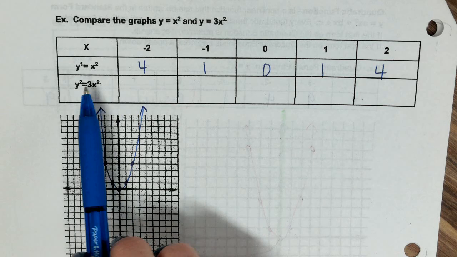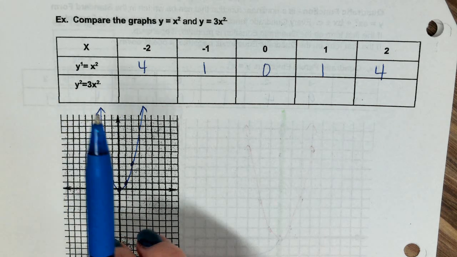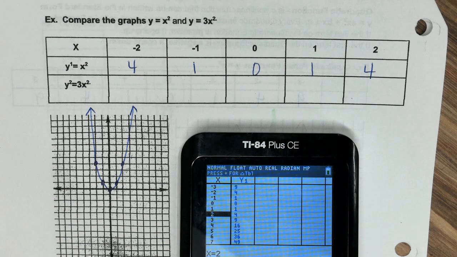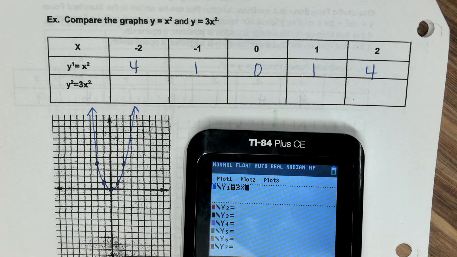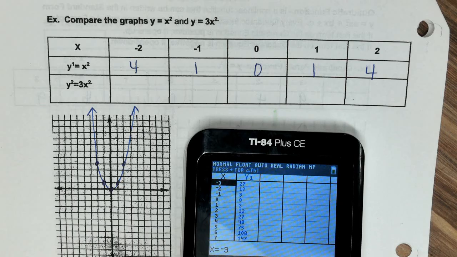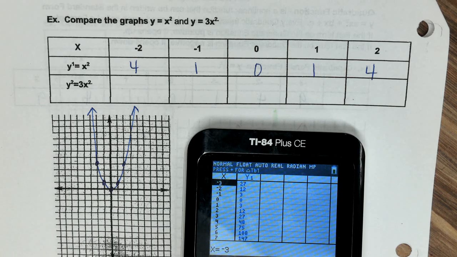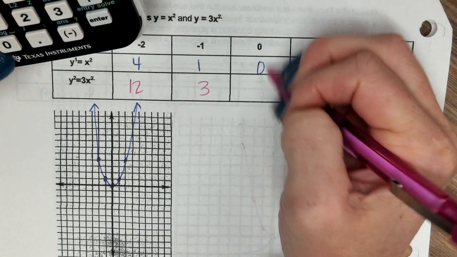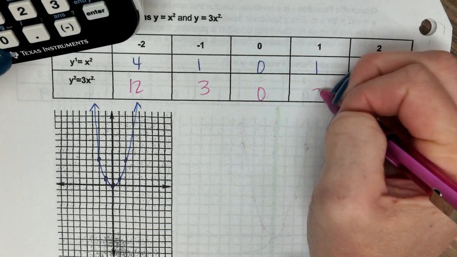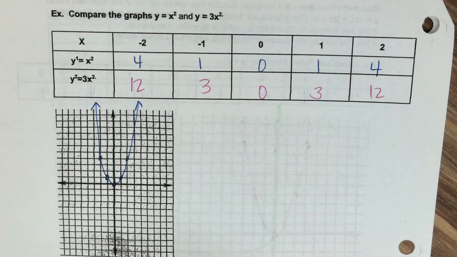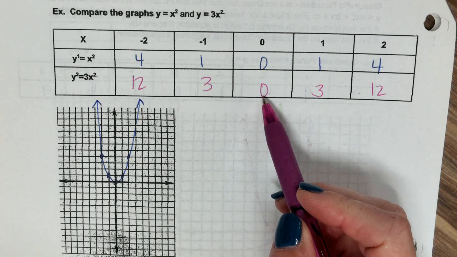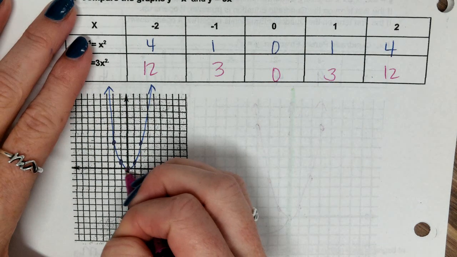Okay, now we're going to put in this function. For our second function, it's y equals 3x squared. So what did they add to it? They multiplied by 3. So let's go to y equals and type in 3x squared. Go to the table. When x is negative 2, y is 12. When x is negative 1, y is 3. 0, 0, 1, 3, and 2, 12. Do y'all see the vertex right here? 0, 0. So they share a point, 0, 0. So I'm just going to put a dot on top of that dot.